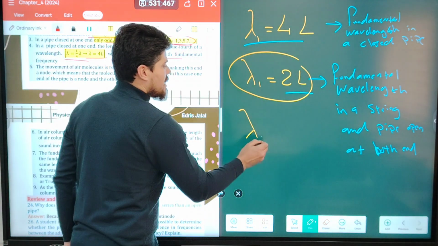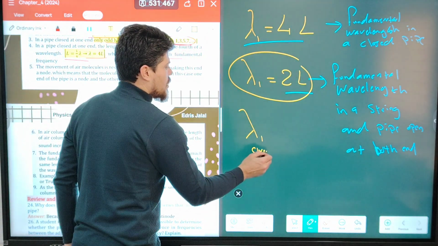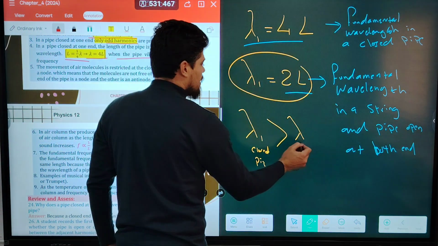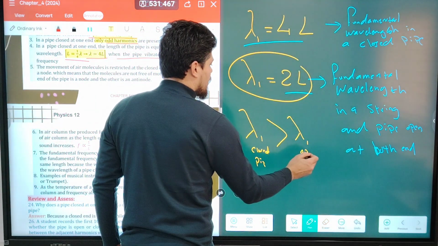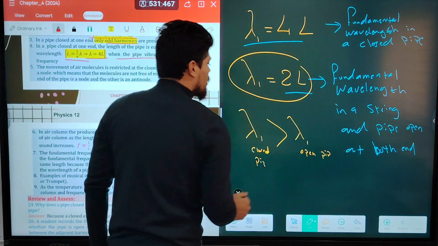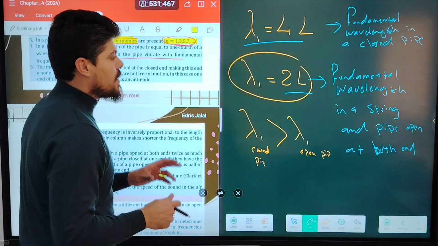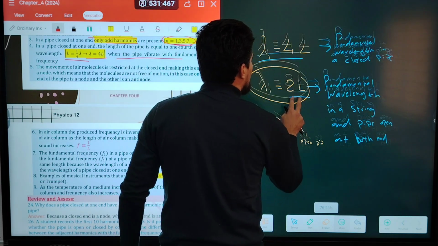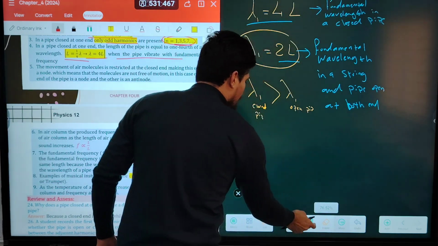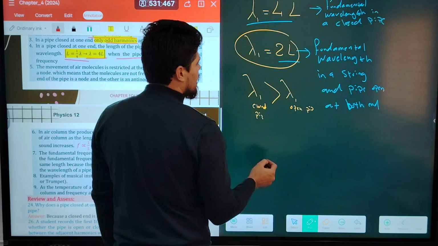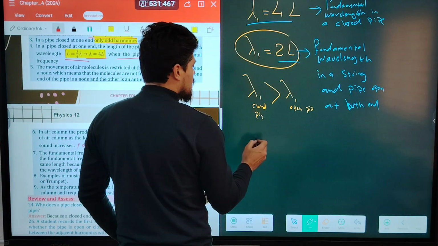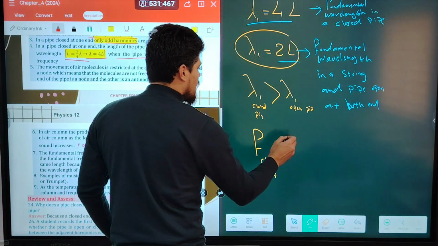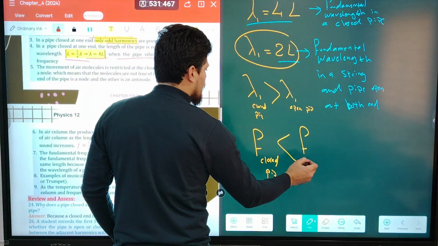Which one is bigger, the fundamental wavelength in a closed pipe or in an open pipe? Absolutely in a closed pipe. The fundamental wavelength of the closed pipe is bigger than that of the open pipe, because wavelength is inversely related to frequency. When the fundamental wavelength of the closed pipe is bigger than that of the open pipe, it means that the frequency of the closed pipe is less than the frequency of the open pipe.